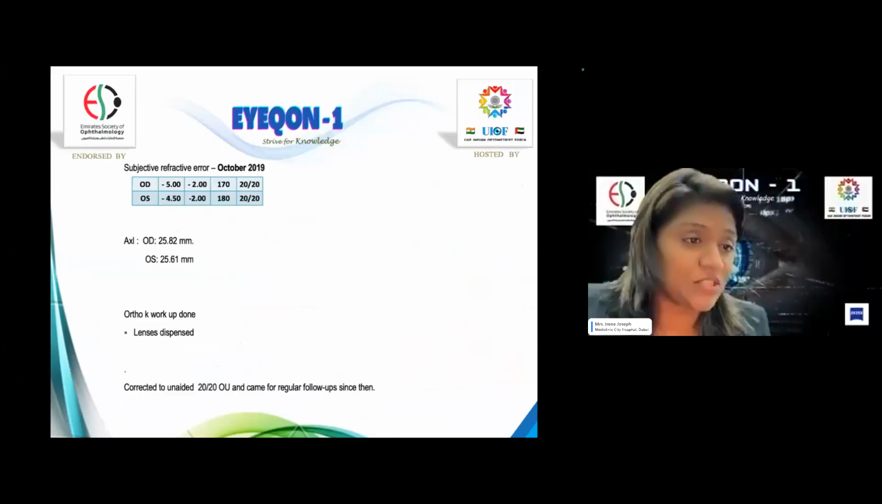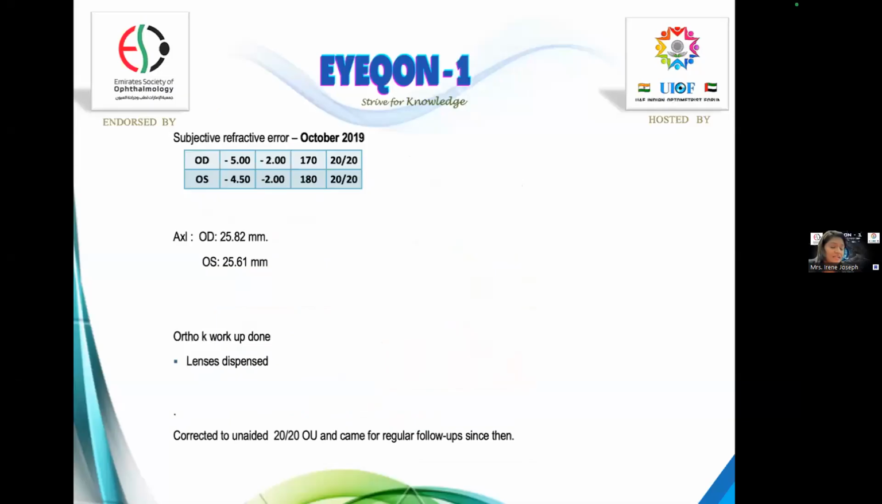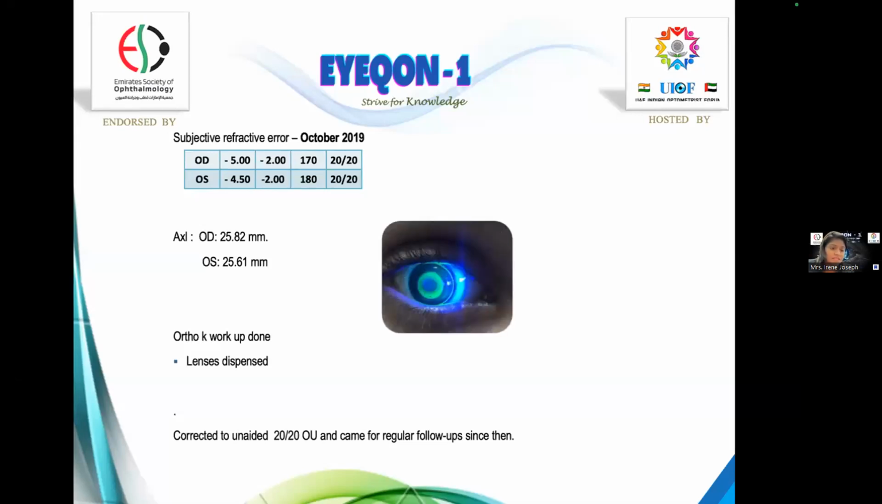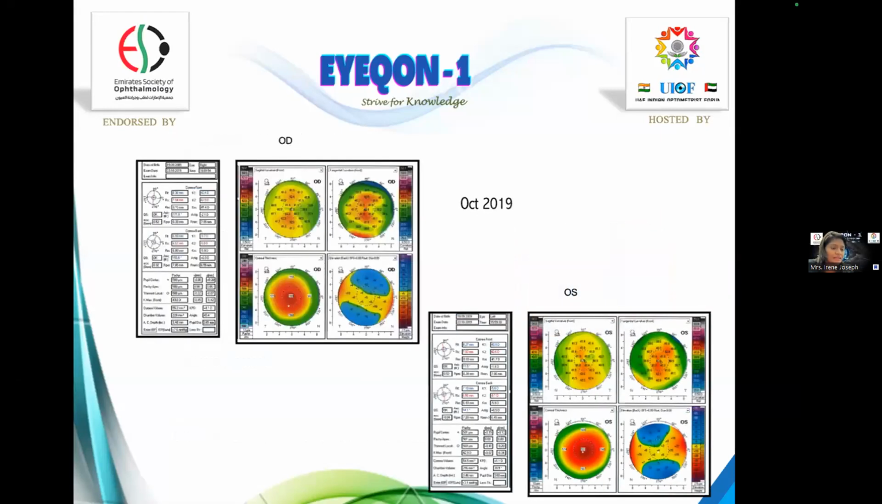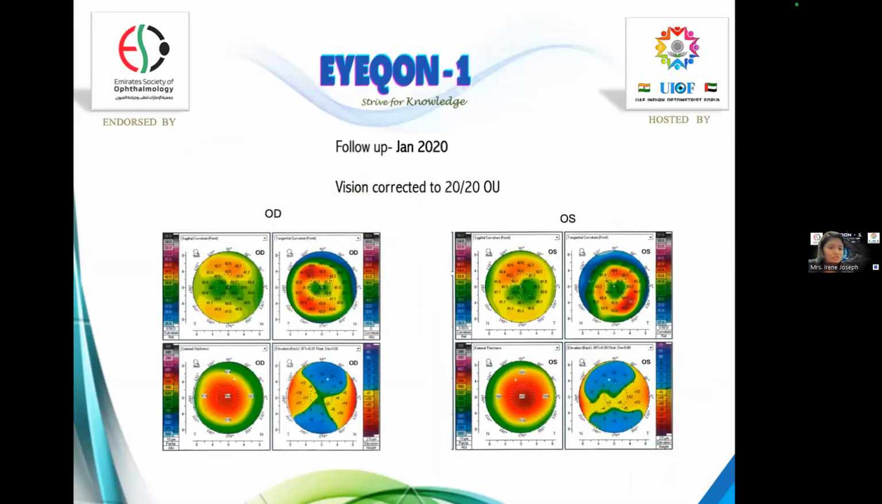Her axial length was measured: 25.82 and 25.61. So I did the workup and dispensed the lenses. Her vision was corrected to 20/20, and since then she's been on follow-ups. That's her fluorescent pattern during the assessment. And that was the topography when she started. After a couple of months of using the lenses, that was her topography.